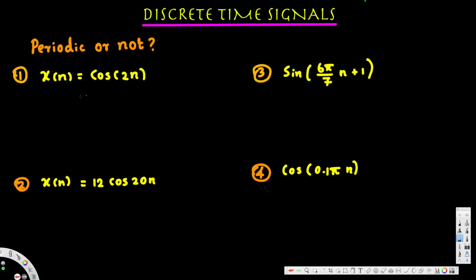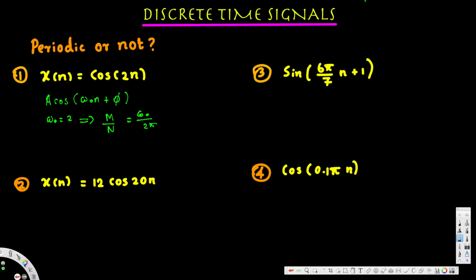Now this cos function can be written as a cos omega naught n plus phi. From this pattern you know that omega naught is equal to 2, right? That's the one we want. Omega naught is equal to 2 because we are going to use this equation: m over n is equal to omega naught over 2 pi.